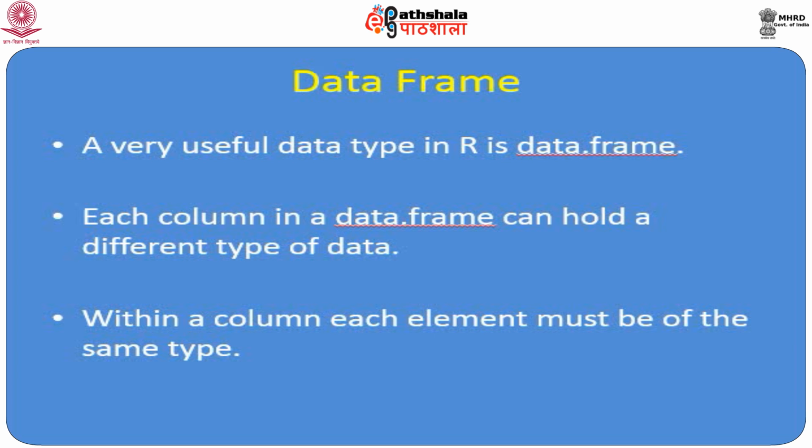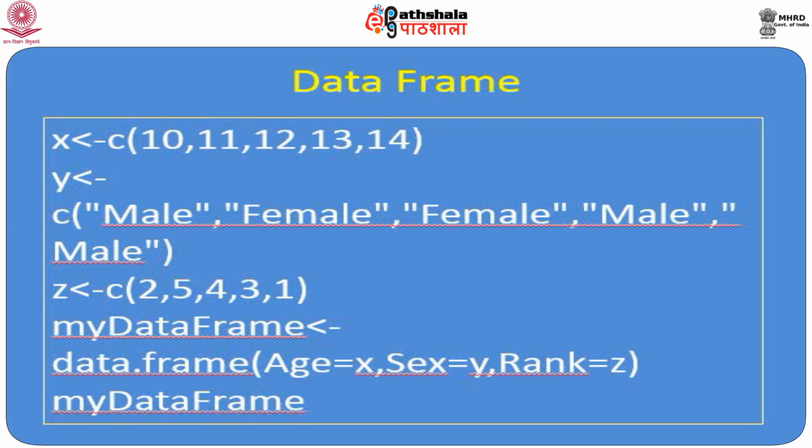Let us consider an example. Here x and z are numeric vectors and y is the character one. Now, what we do is name the columns as age, sex and rank, and then put all these different types of vectors within the data frame using the data.frame command. So, this is how my data frame looks.